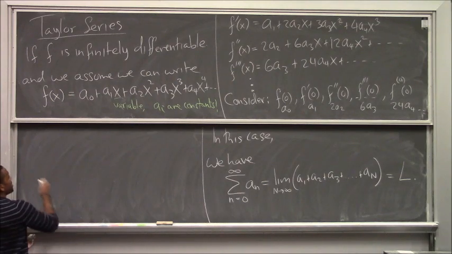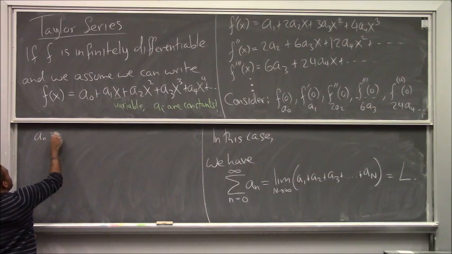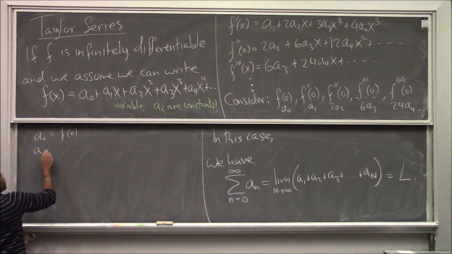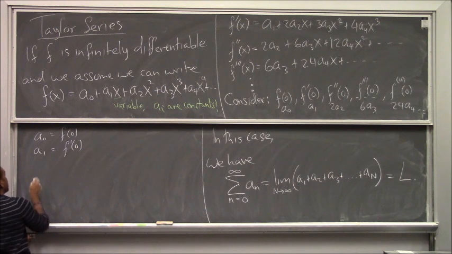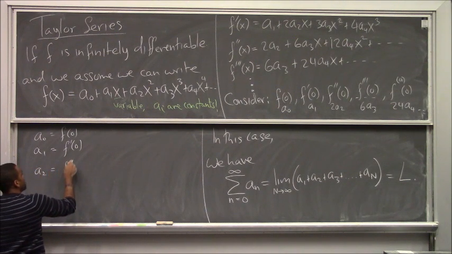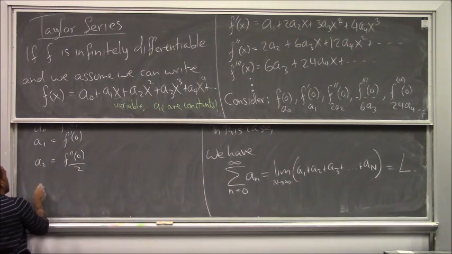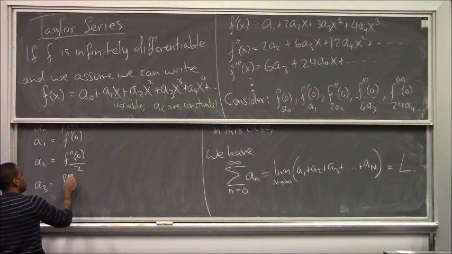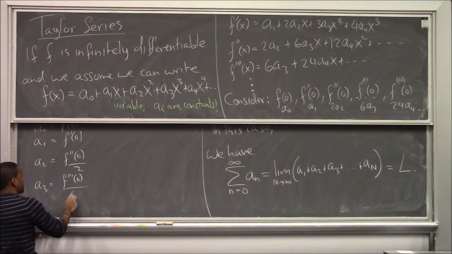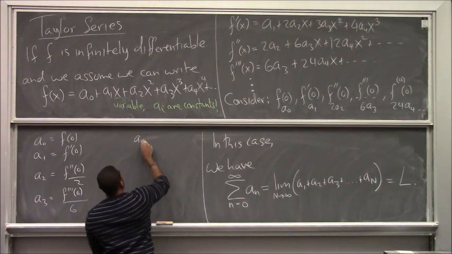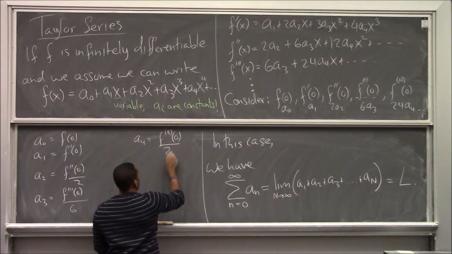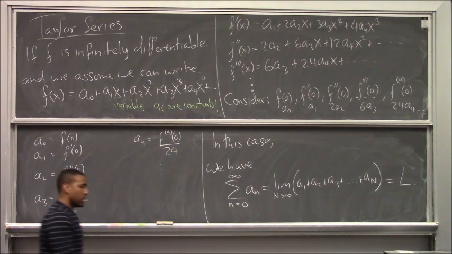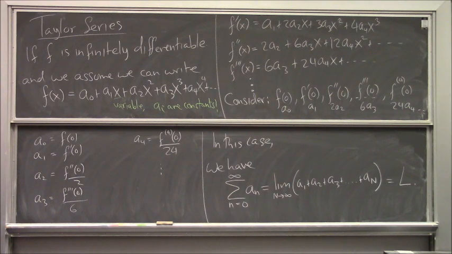Okay, so now this means that our A0 would be f of 0, our A1 would be f prime of 0, our A2 would be f double prime of 0 over 2, our A3 would be f triple prime of 0 over 6, our A4 would be the fourth derivative evaluated at 0 over 24, and etc. And then we ask, is there a pattern that happens here? And it turns out that there is.